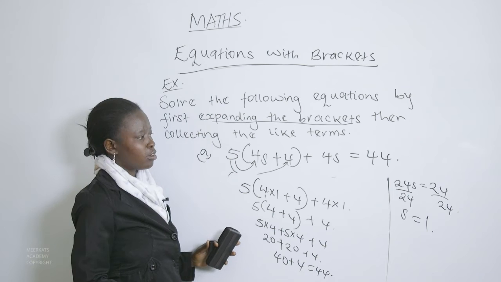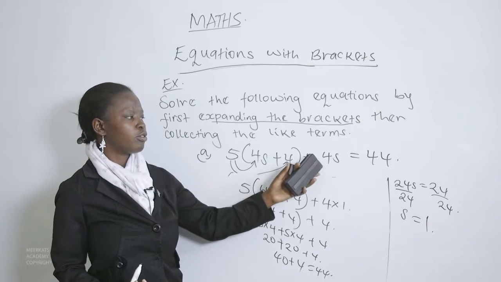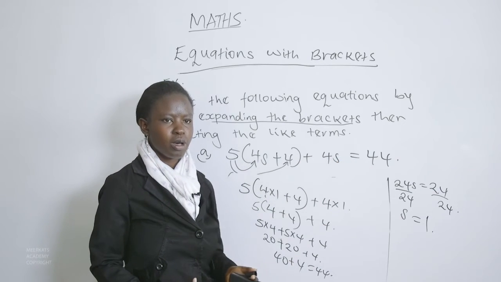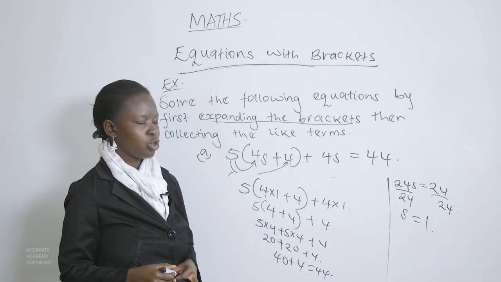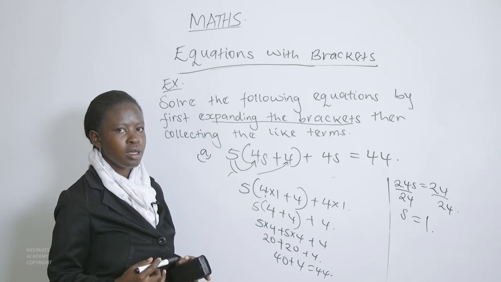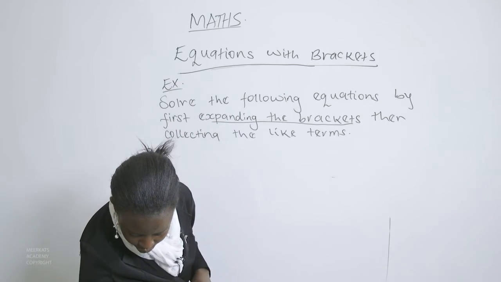So we notice that when our value for s is 1, then the left hand side will be equal to 44, as the solution to whatever is the expression on the left hand side. Second example on the same.